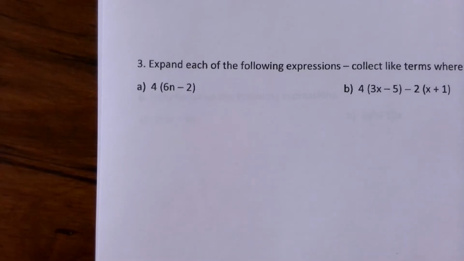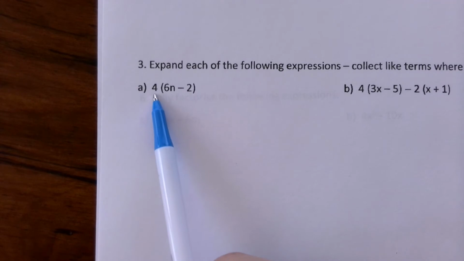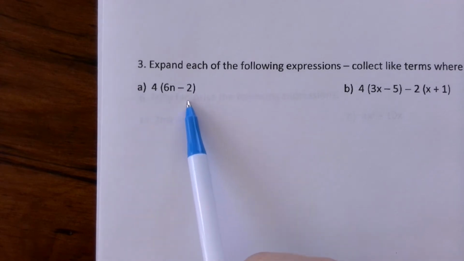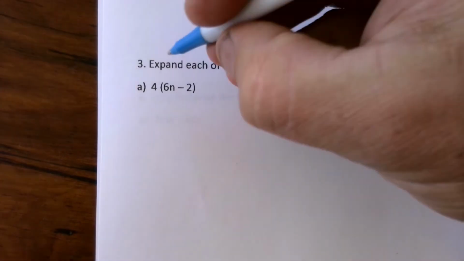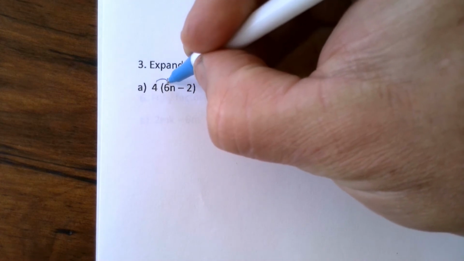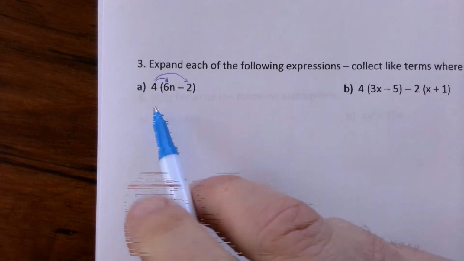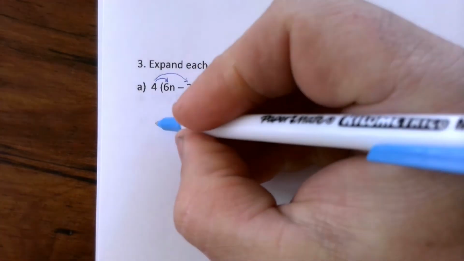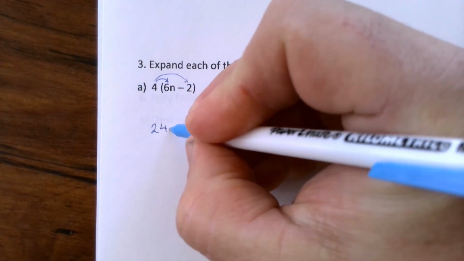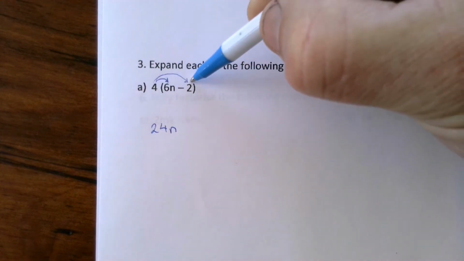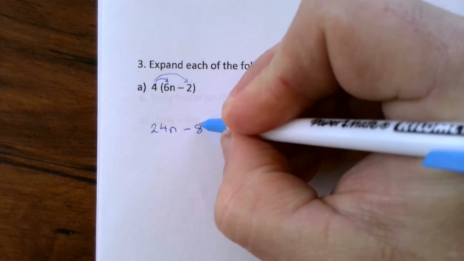In 3a, I'm going to expand and then simplify where possible. So remember, when you've got brackets, it's this times this, then this times this. If you follow the system, you'll never go wrong. So 4 times 6n makes 24n. And 4 times negative 2 makes negative 8.